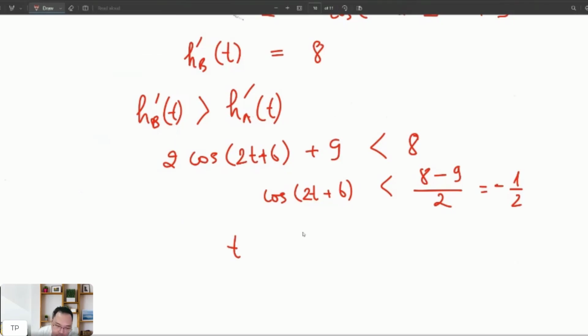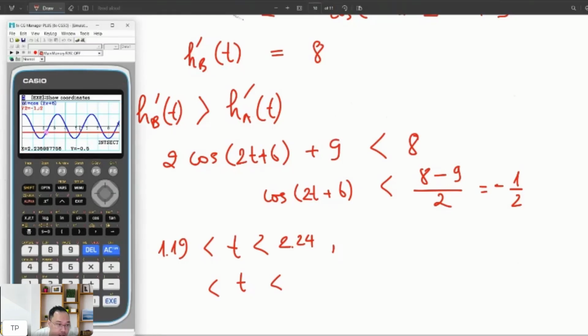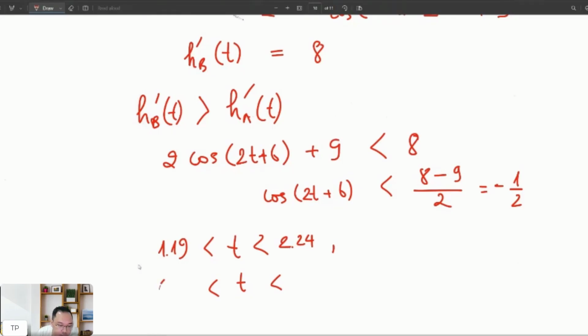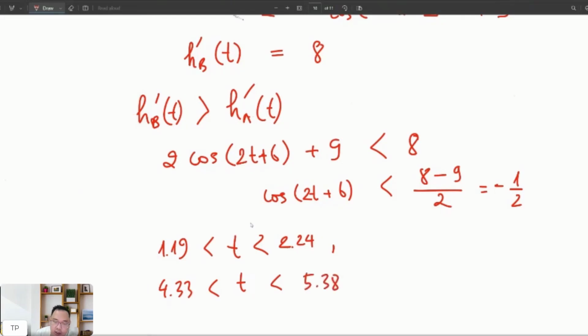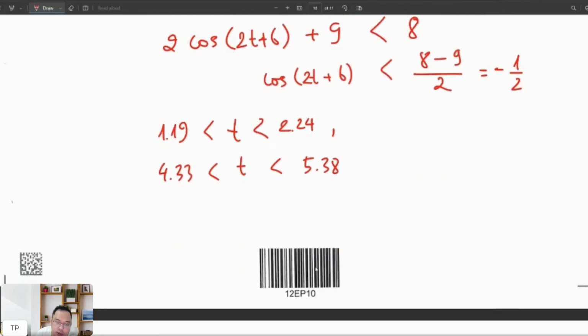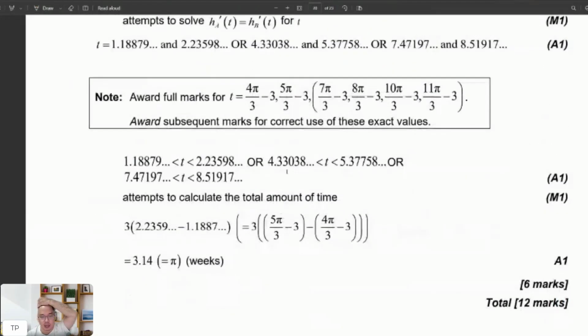So we can write t greater than 1.191, then t smaller than the next range. The next range here, 4.33 and 5.38. Then the last range: larger than 7.47 and smaller than 8.52. Okay. Comparing with the answer here. Wow, they take a lot of values. Yeah, because the solution is not beautiful, but it is basically the same.